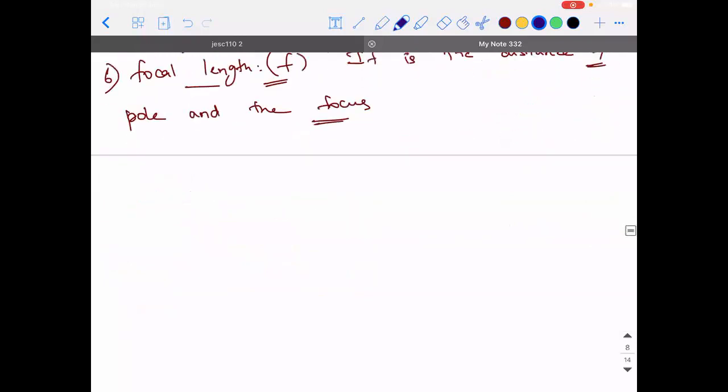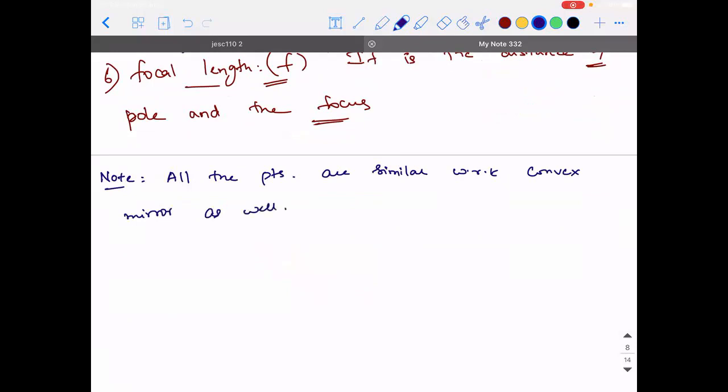Okay. So make a note. All the points are similar. WRT means with respect to, okay. All the points are similar with respect to convex mirror as well. Okay, this is a point which we need to make a note of. Clear, guys?